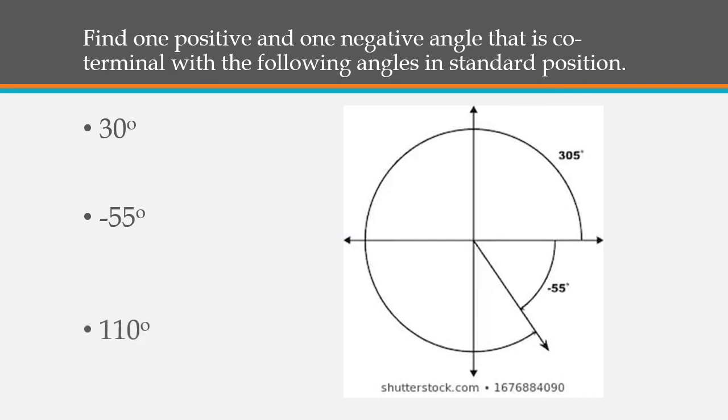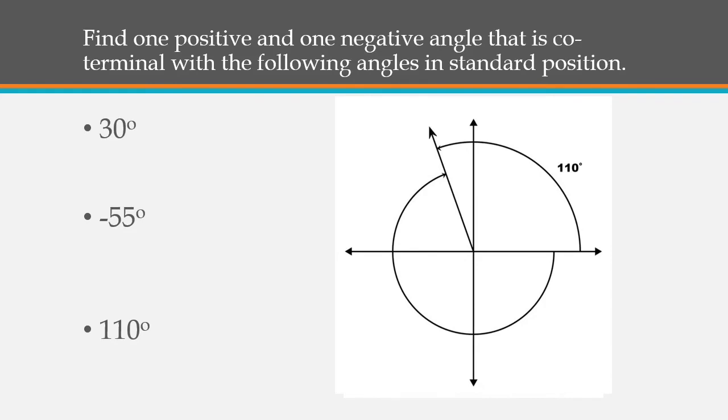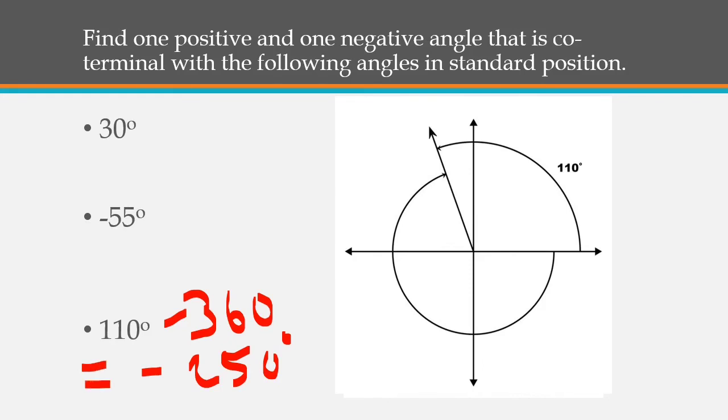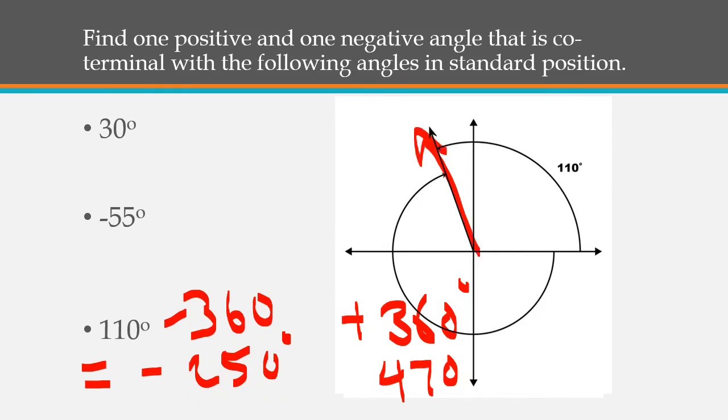For 110, if we subtract 360, we will get a negative angle. We would get a negative 250 degrees. And if we added 360, we would get a positive 470. And they will all end at that point right there.